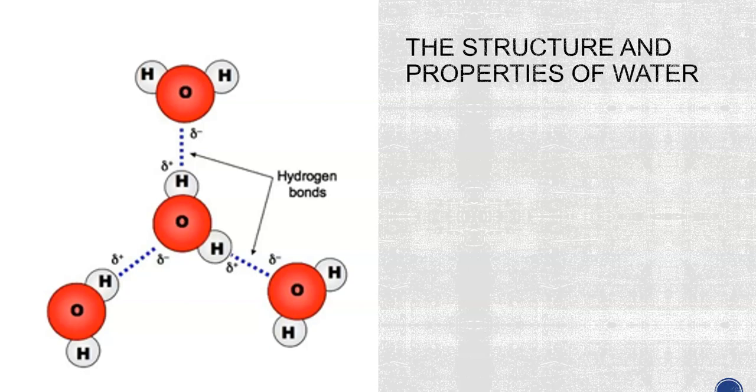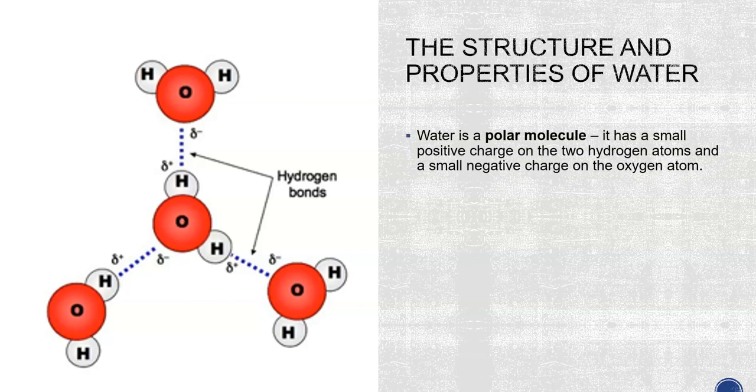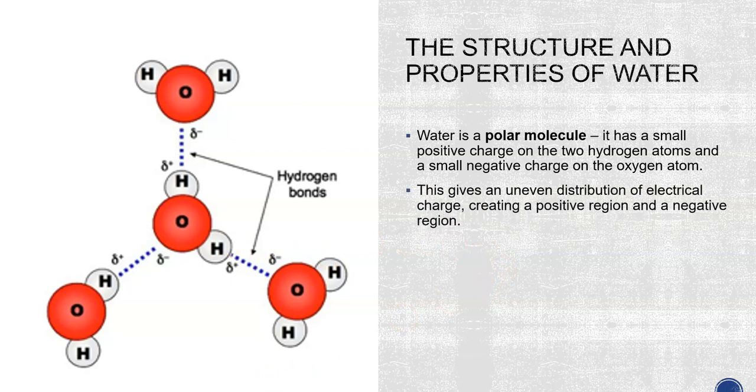Now, the structure and properties of water, so the actual molecule of water, what do we know? We know that water is a polar molecule. It has a small positive charge on the two hydrogen atoms and a small negative charge on the oxygen atom. Okay, so you can see the positive charge on the hydrogens, negative charge there on the oxygen. This gives an uneven distribution of electrical charge, creating a positive region and a negative region.